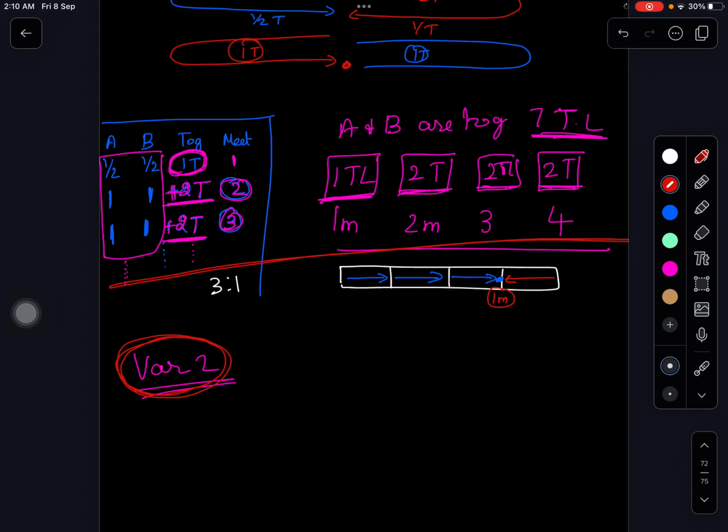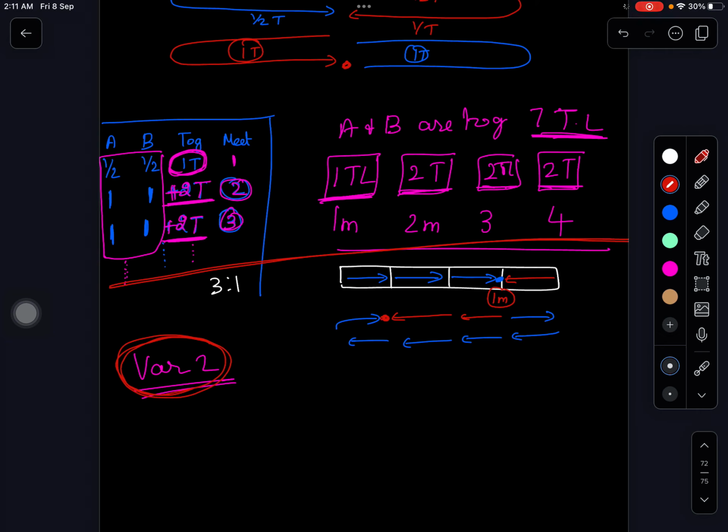Now every time the blue guy travels 3 units, the red guy would travel 1 unit. So let's make the blue guy travel 3 units, 1, 2, 3, and let's make the blue guy travel 3 more units, 1, 2, 3. Meanwhile the red guy would have traveled just 2 units. Here the blue guy has traveled 6 units, so the red guy would have traveled 2 units.